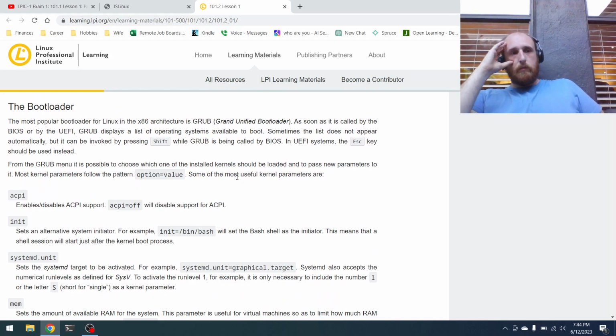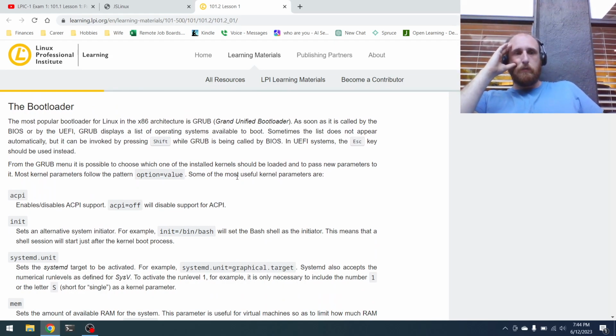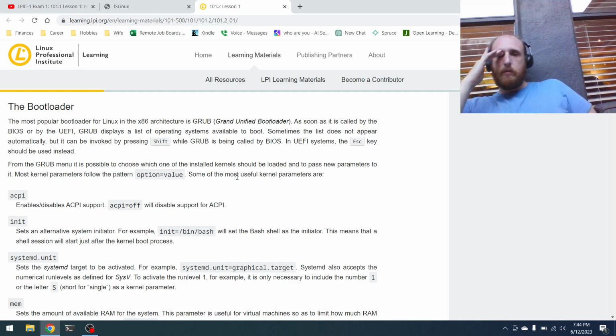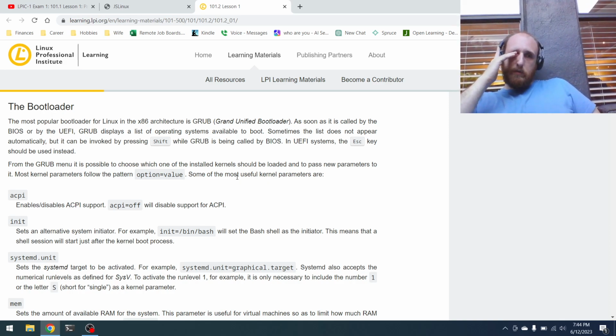The bootloader. The most popular bootloader for Linux in the x86 architecture is Grub, Grand Unified Bootloader. As soon as it is called by the BIOS or by the UEFI, Grub displays a list of operating systems available to boot. Sometimes the list does not appear automatically, but it can be evoked by pressing Shift while Grub is being called by the BIOS. In UEFI systems, the escape key should be used instead.